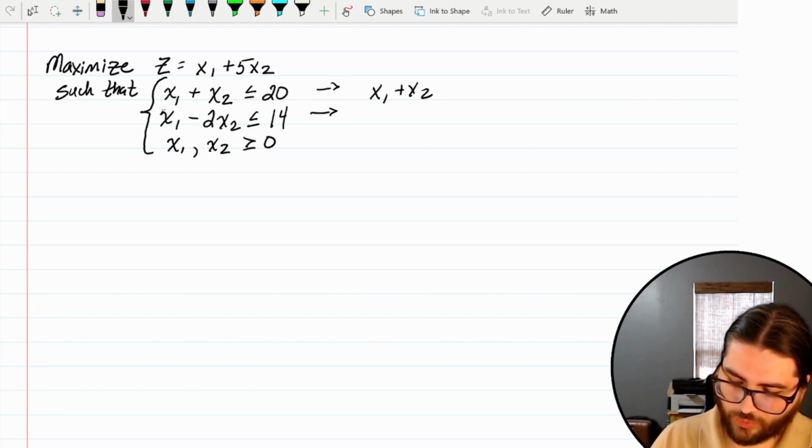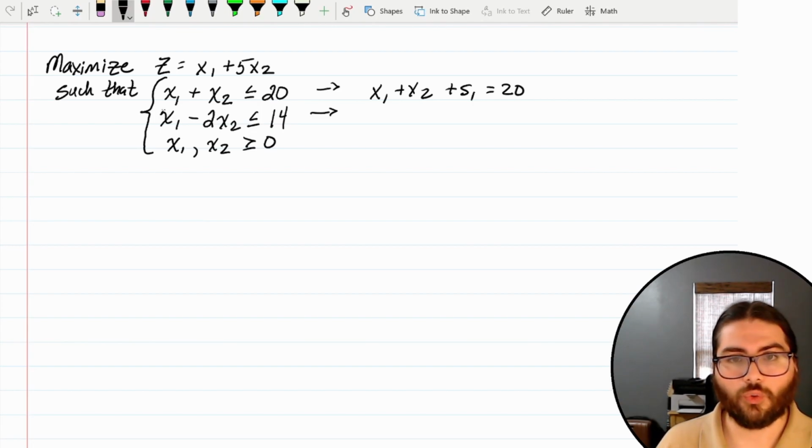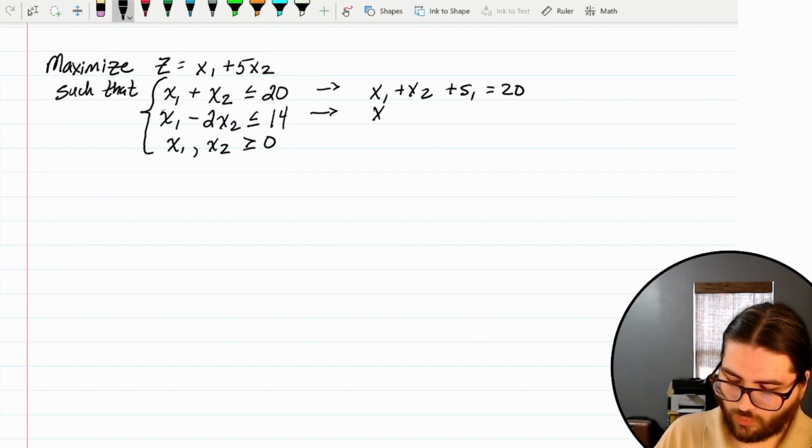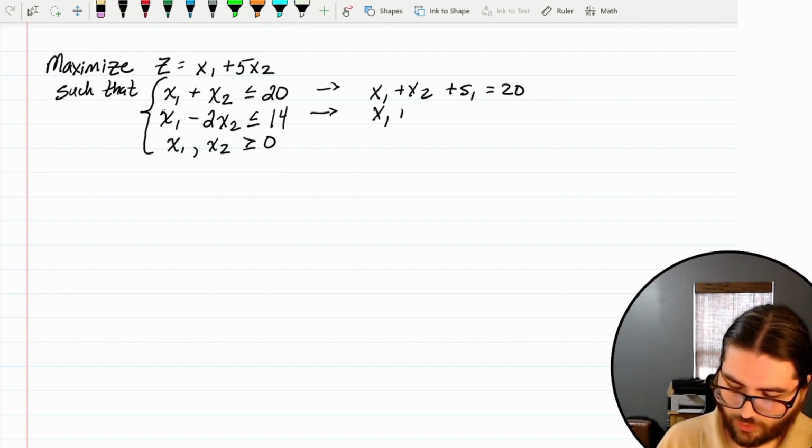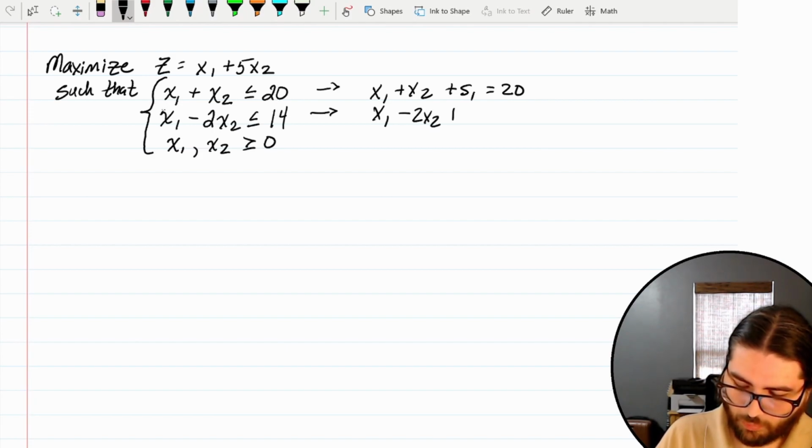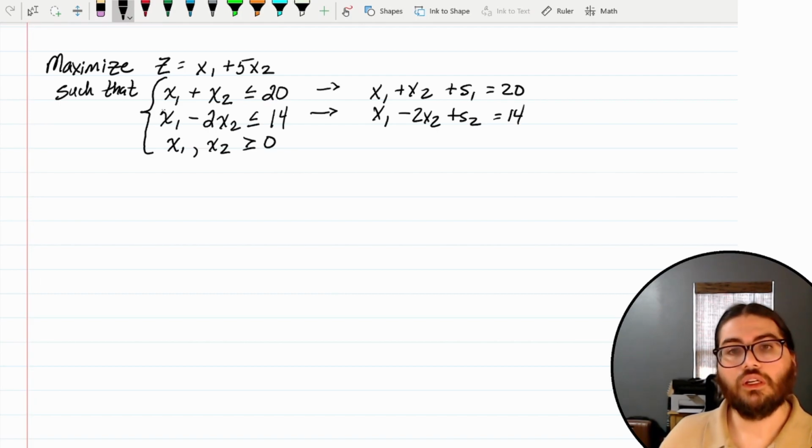x1 plus x2 plus s1 equals 20. Notice how it's always an equal sign after I get rid of all the slack. x1 minus 2 times x2 plus s2 is equal to 14. So that's step 1, done. Make all of your inequalities into equations with slack variables.